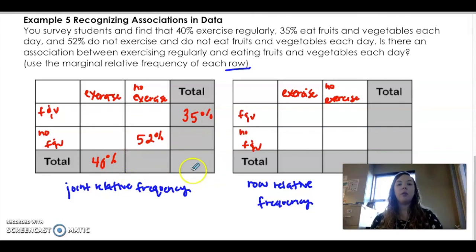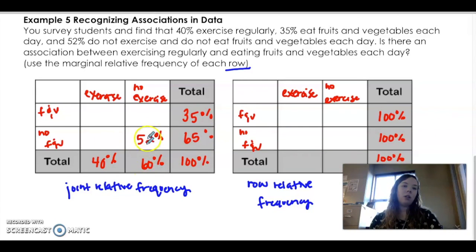So for this normal joint relative frequency, we want our 100% just in the corner. But when we're looking at our row relative frequency, we want 100% across all of our rows. Okay, so all of these should total to be 100. All right, so here if I take 100 minus 35, that should give me 65. 100 minus 40 is 60. So here this would be 8% to total up. This one should be 27. I'm just subtracting. This one should be 13.